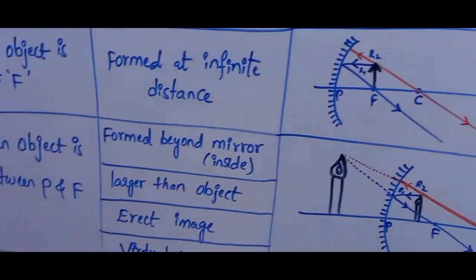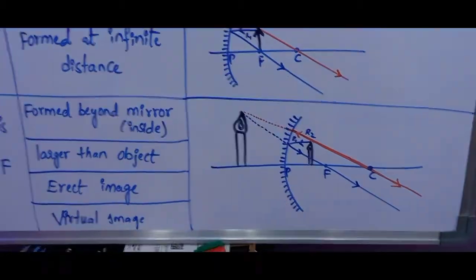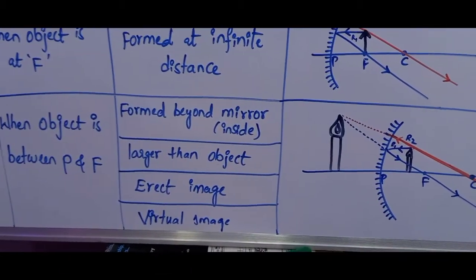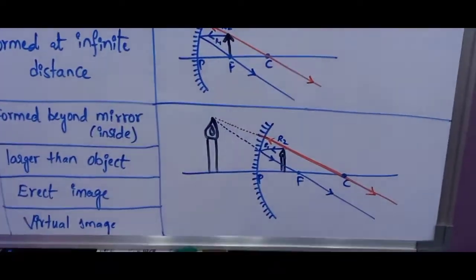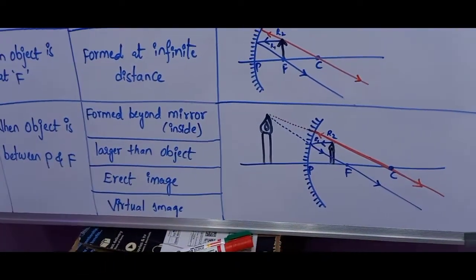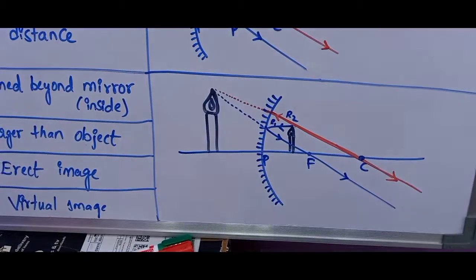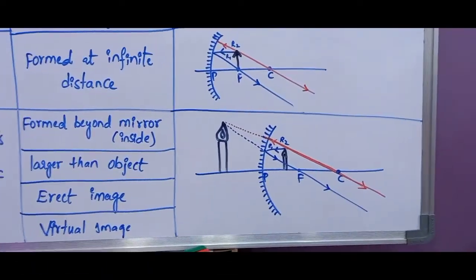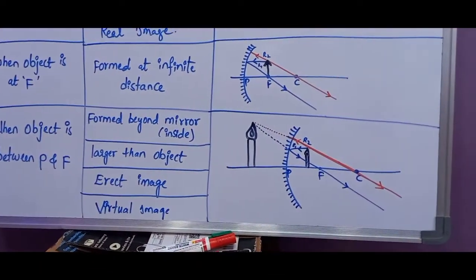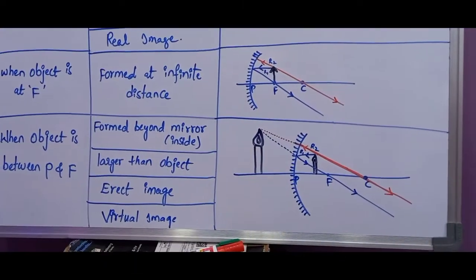So whatever the characteristics of the image written here, formed beyond the mirror, larger than the object, erect image and virtual image, all of them are found to be correct, and all of them are verified through the ray diagram. In this particular situation, when the object is placed very near to the mirror, that means in between P and F, the image of that object is going to be formed beyond the mirror.